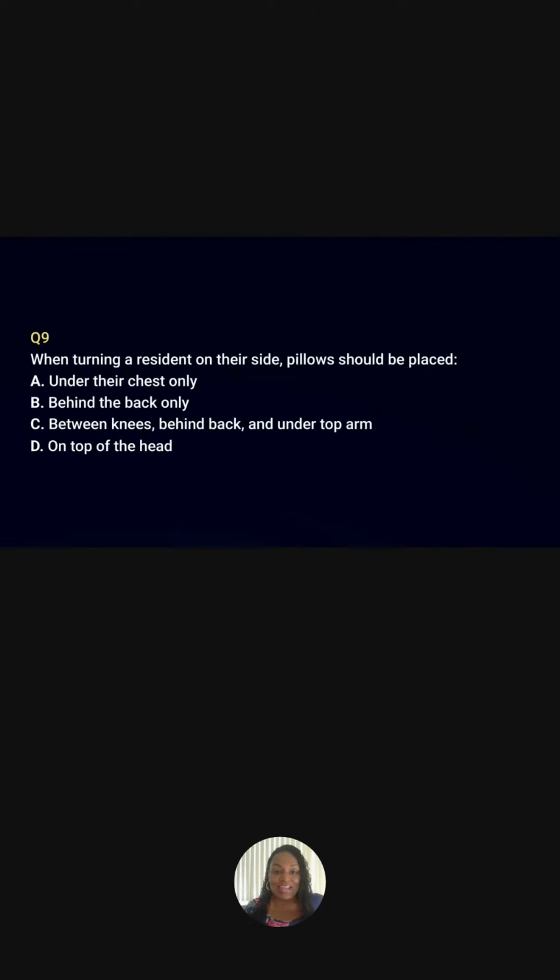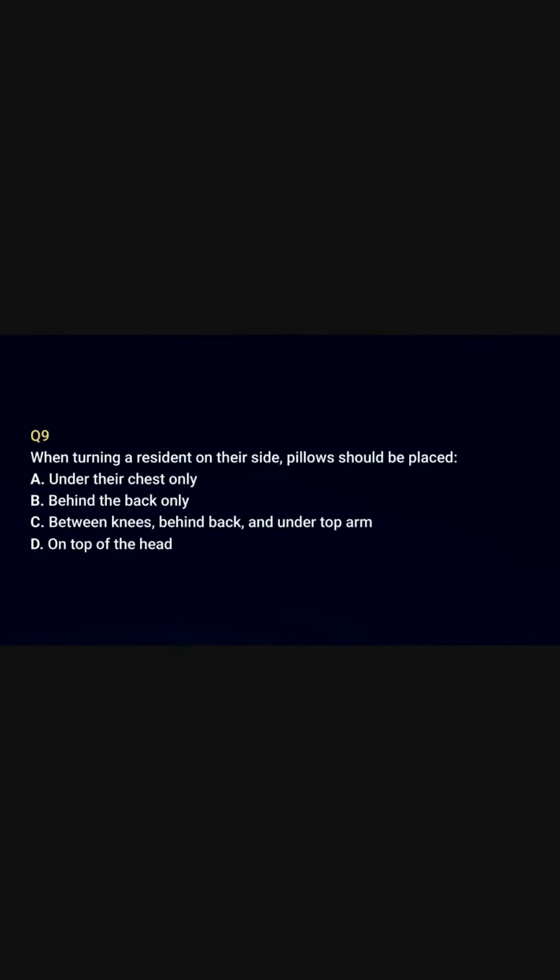Let's go to our next one, team. Question number 9, and we're going all the way to 25. When turning a resident on their side, pillows should be placed A, under their chest only, B, behind the back only, C, between the knees, behind the back, and under the top arm, or D, on top of the head.